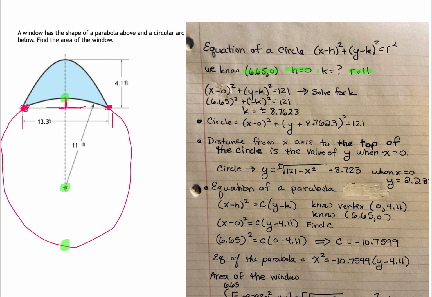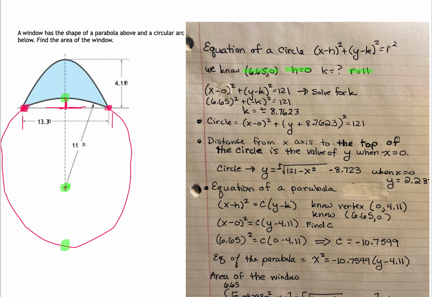We're going to use all this information to find k, because I have all the other information I need to set up the general form of the equation. I need my h, my k, and my r. So we're going to use this extra point we have on the circle to solve for k. Remember, k is the y coordinate of the center of the circle. When we solve for k, we have to take the square root of both sides. And so when I do that, I get k is plus or minus the square root of 76.23.